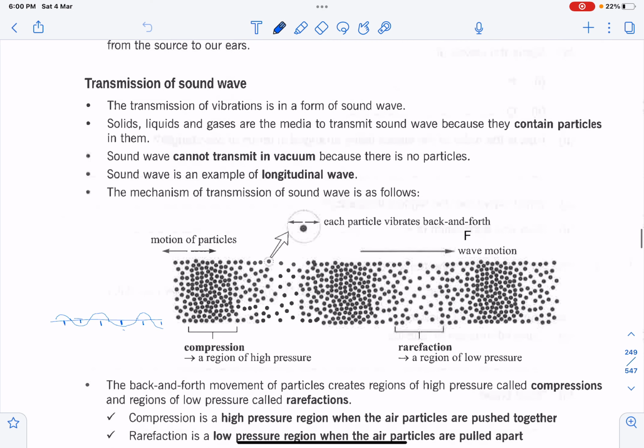When we talk about a medium, in simple terms, we are looking at particles. Solids, liquids and gases are usually the medium to transmit the sound wave, as they contain particles. In a vacuum, you do not have such particles, and because of the absence of these particles, sound waves cannot travel, and hence generally you won't be able to hear anything.